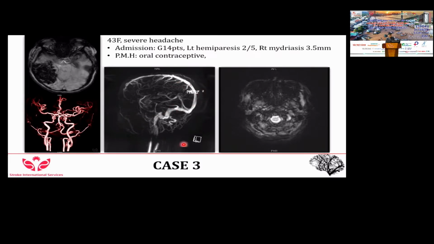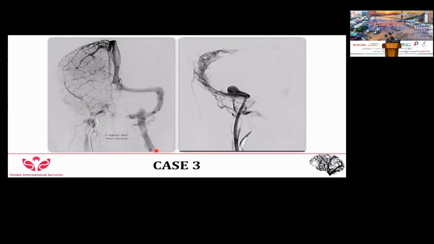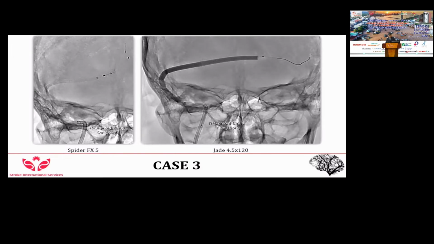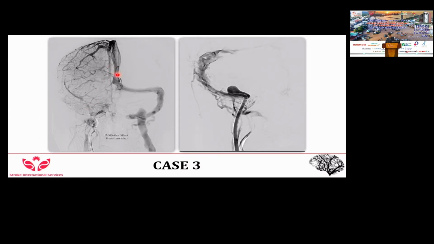And the MRV shows nothing much. And here is the DSA. The DSA shows no flow on the right side lateral sinus, and most of the flow from the right side of the cerebrum is taken to the left side. And when we took the venous DSA, it showed clot in the lateral sinus.